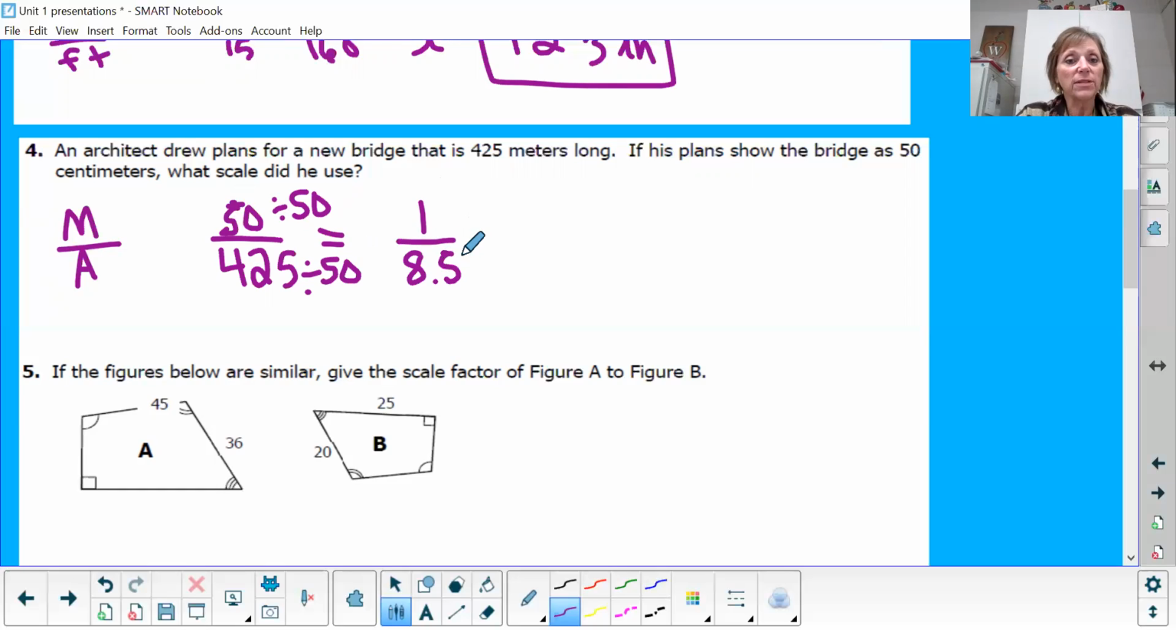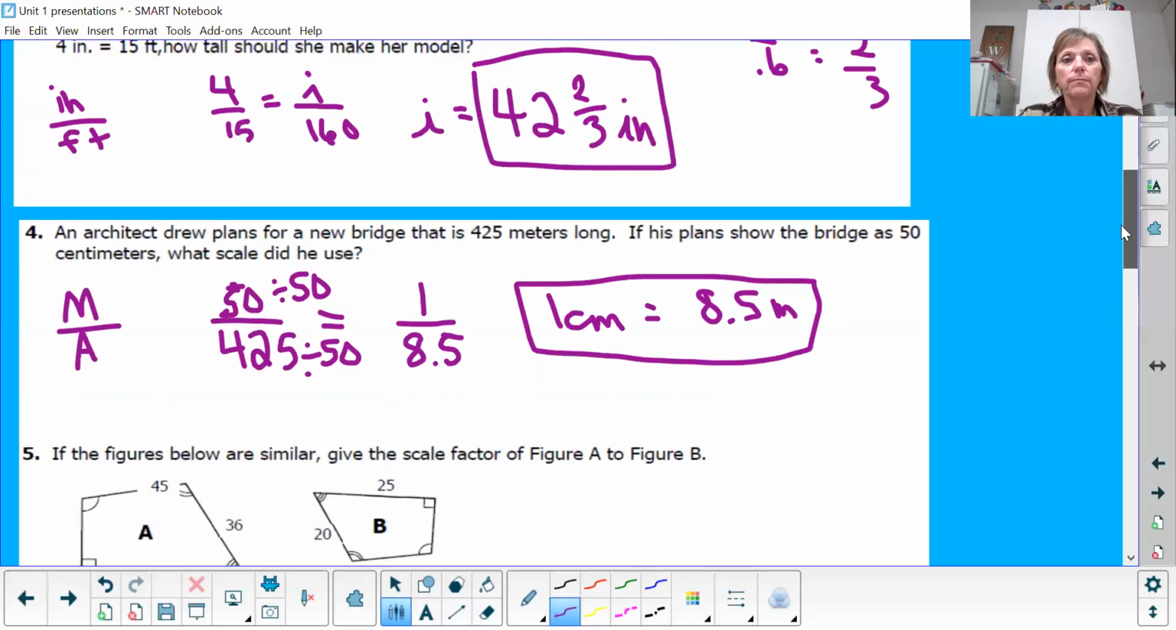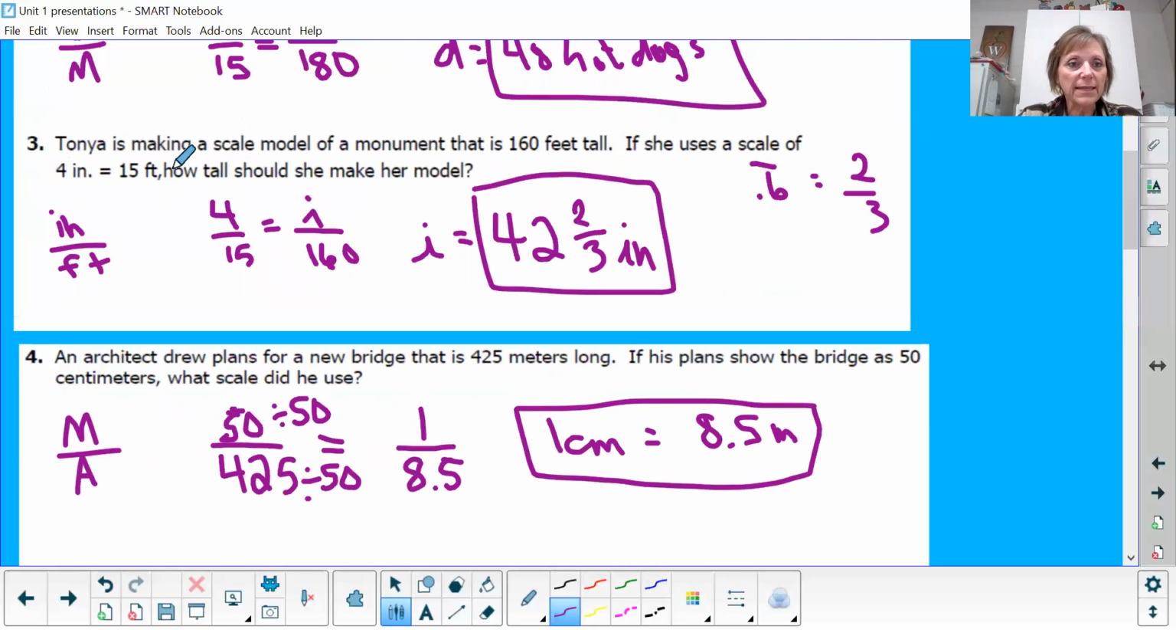Okay, now this isn't the answer. Okay, the answer looks like this. 1 centimeter equals 8.5 feet. Excuse me, meters. Okay, that is your answer. Okay, now notice I'm going to slide up that it looks like this. This is a scale. So that's what we want it to look like. But again, the rules are this has to start with a 1. So going by the rules.